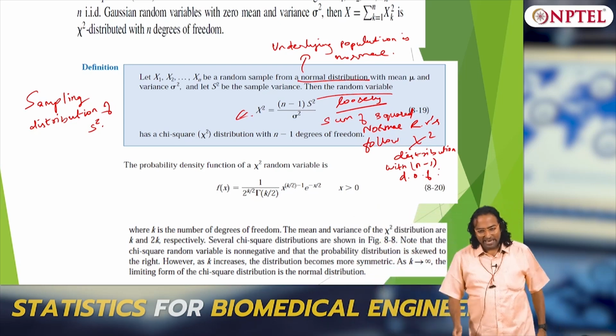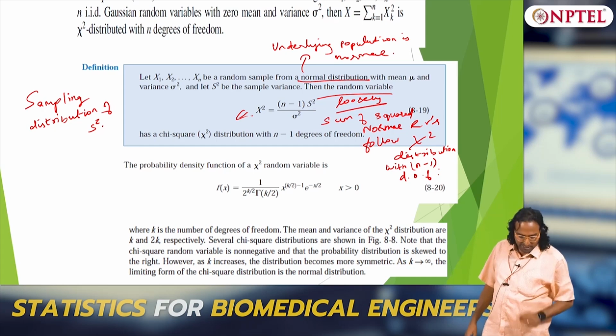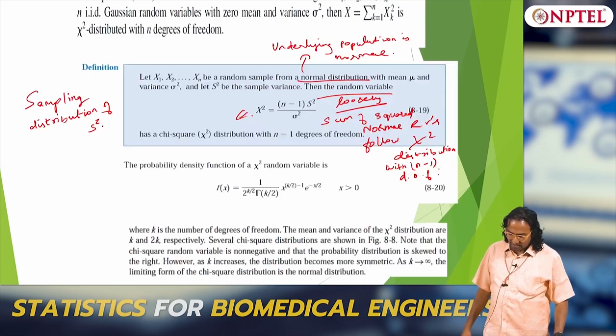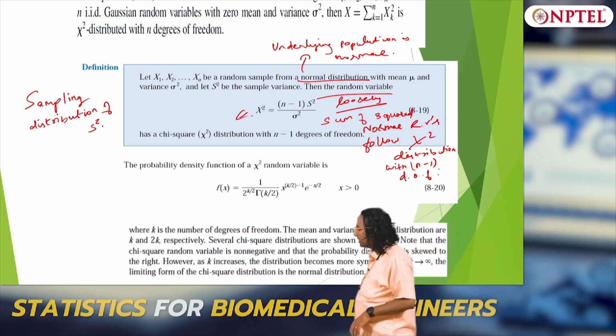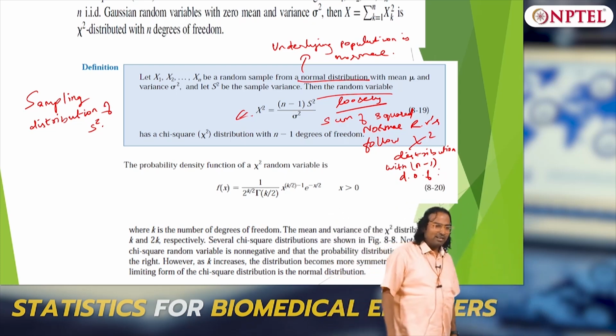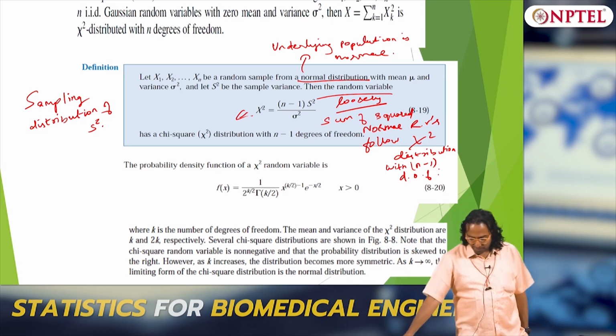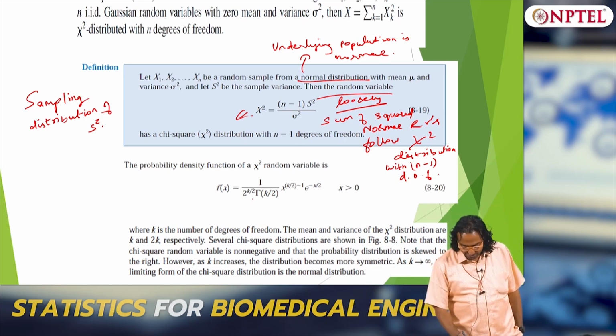Okay. So, this is the sampling distribution of S squared, and the chi squared is obviously not a symmetric distribution. By looking at this, you should know it all has a gamma function, etc. This is a gamma function. I do not want you to remember anything. So, this is a gamma function.